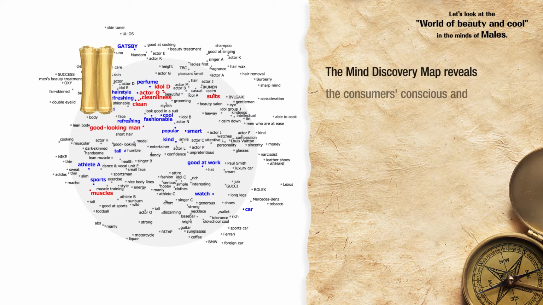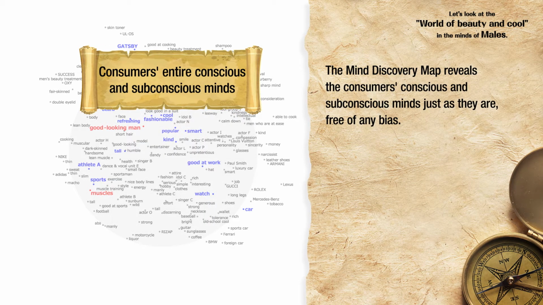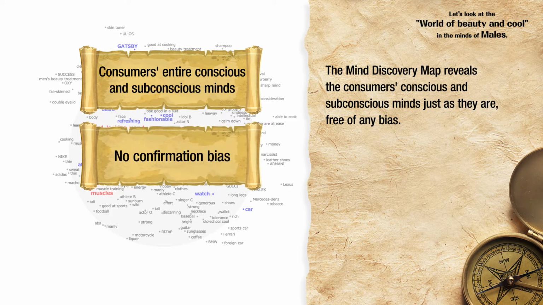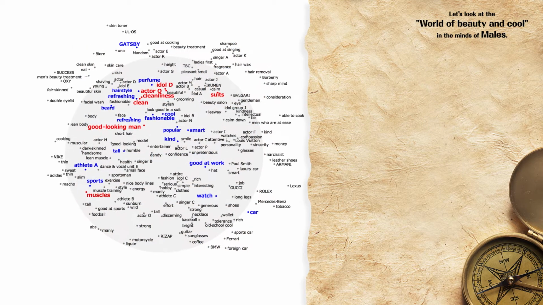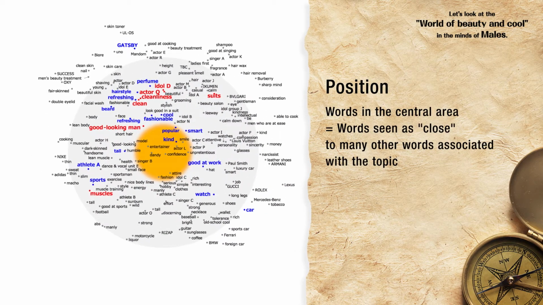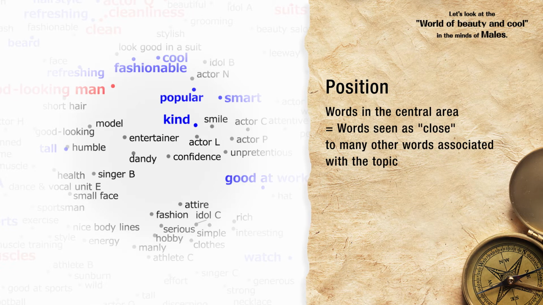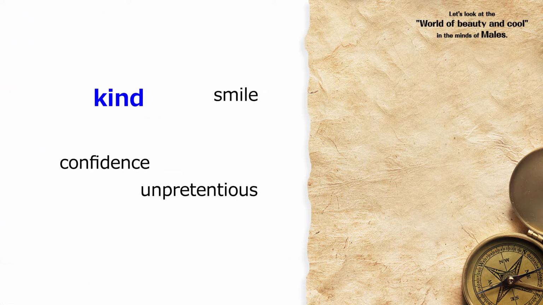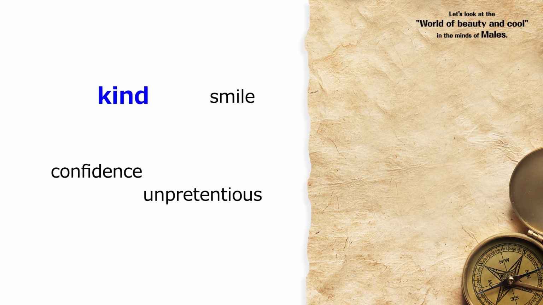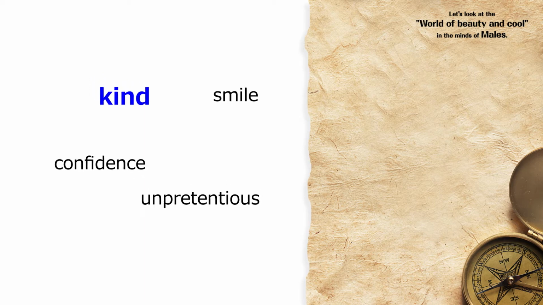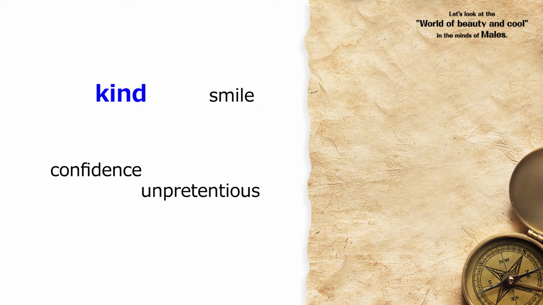The Mind Discovery Map reveals the consumer's conscious and subconscious minds just as they are, free of any bias. The consumer's contradictions and individual quirks also remain just as they are, scattered across the map. First, let's look at the words in the central area. This center area is populated with the words that the respondents felt were closely related to many other words associated with the topic. Kind, smile, confidence, unpretentious, etc. are the words that we observe to be closely related to each other in the context of our topic, the world of beauty and cool among men.